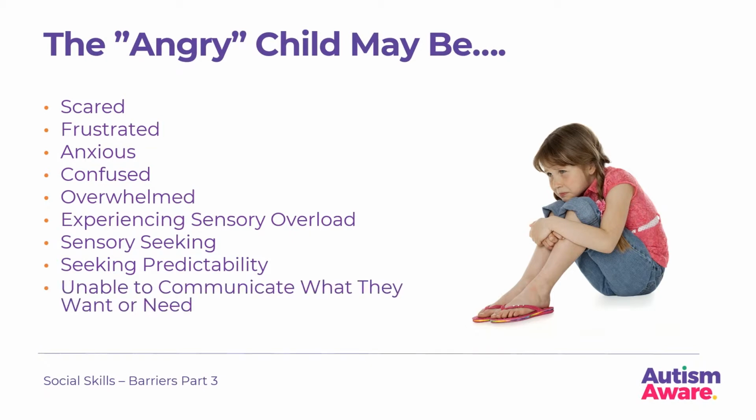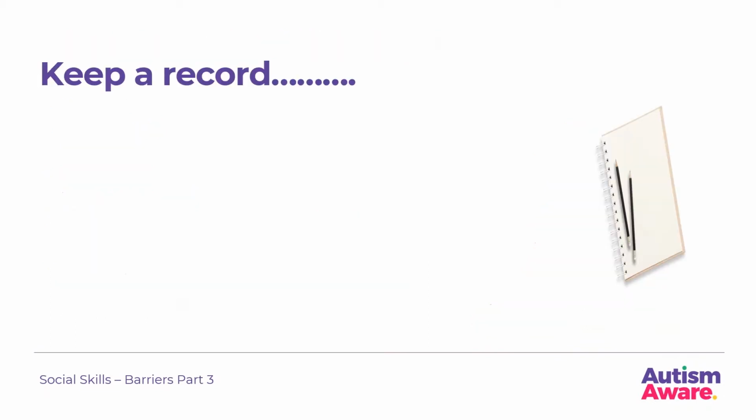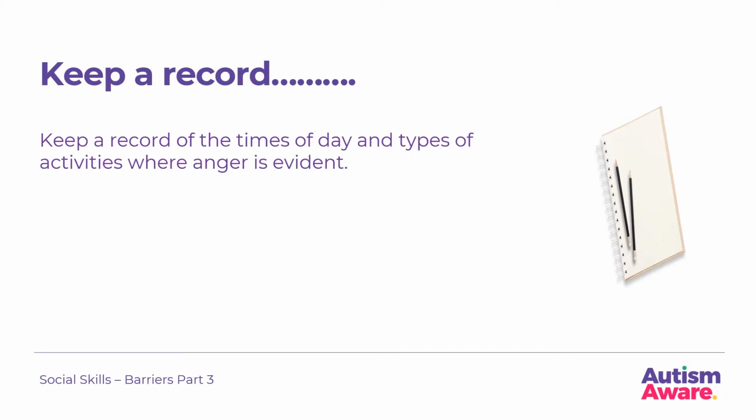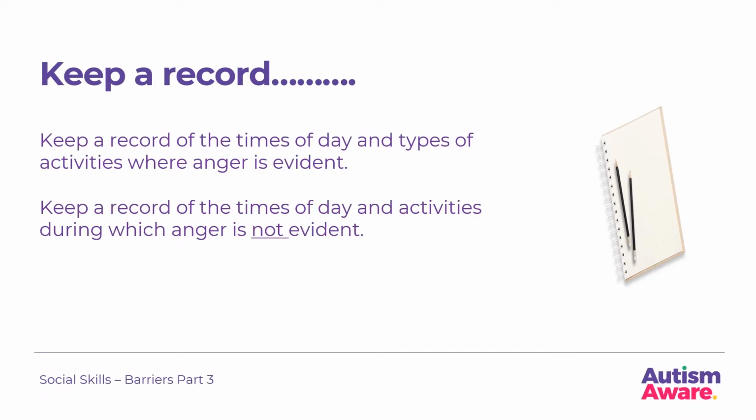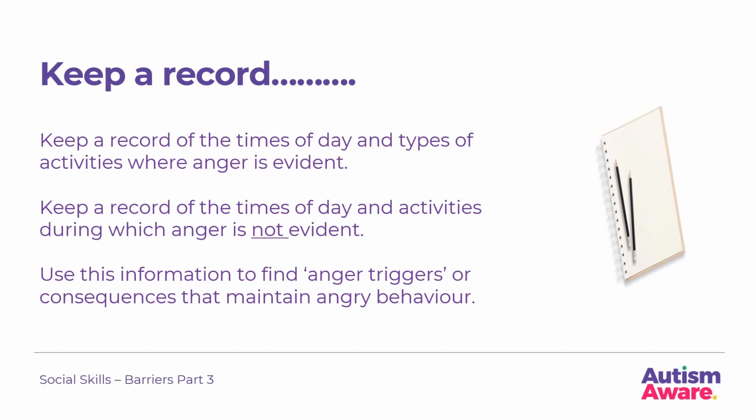When trying to identify the root cause of a behaviour, it is vitally important that records are kept. You need to keep a record of the times of day and types of activity where anger is evident, and the times of day and activities during which anger is not evident. We can use this information to find our anger triggers or consequences that maintain angry behaviour.